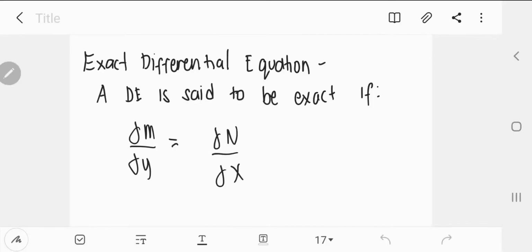Hello everyone! Before we start to solve the given problem, let me introduce the exact differential equation. A differential equation is said to be exact if the partial derivative of M with respect to y is equal to the partial derivative of N with respect to x. We know that M is associated with dx, while N is associated with dy.